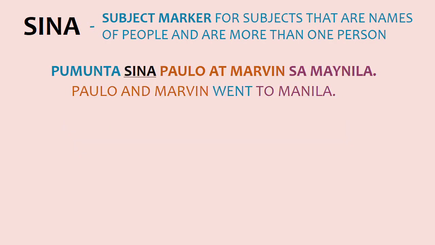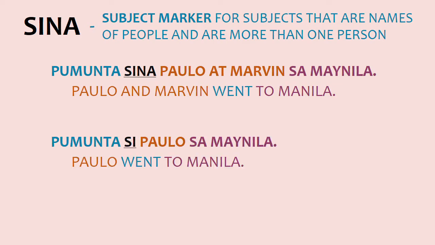In our example, the topic or subject is more than one person, so we use SINA. But if it's only one name of person, you use si. Like, pumunta si Paulo sa Maynila. See?